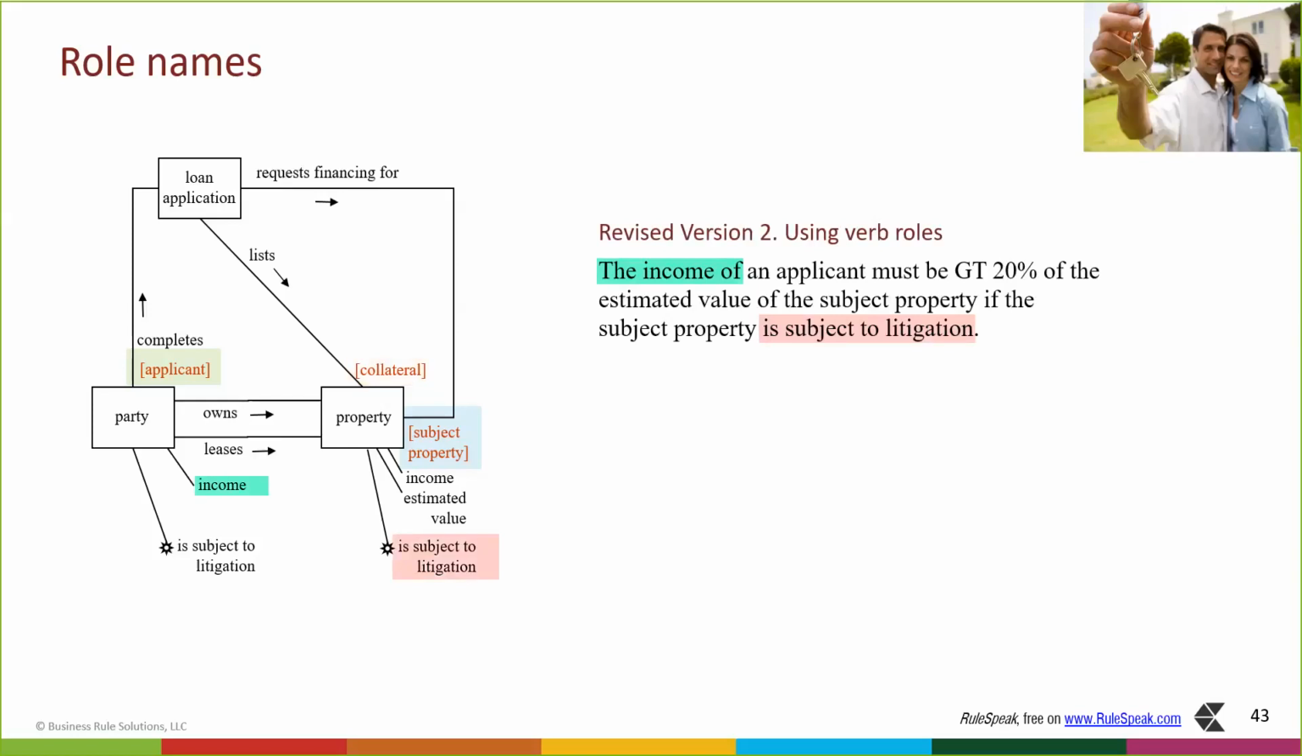And what we could do is to introduce those role names to even create a more succinct, more compact, more precise version of this rule statement. We could say the income of an applicant must be greater than 20% of the estimated value of the subject property if the subject property is subject to litigation. So much cleaner, clearer version.